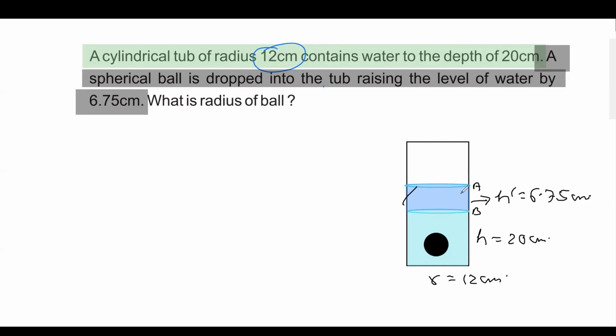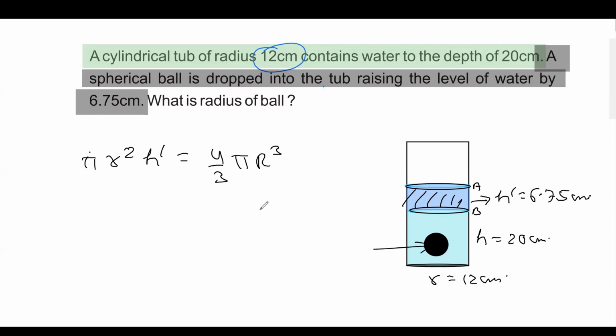Now, what we can conclude here is that whatever is the rise in level of water, this portion of water is in the form of a cylinder whose base radius will be the same as the radius. The radius of this is 12, so that will be the radius of this cylindrical portion. So we can compare their volume. The volume of this cylindrical portion is pi R square H dash, indicating this H over here, which should be equal to the volume of a sphere, 4 by 3 pi R cube. I'm using capital R to denote the radius of this sphere over here.